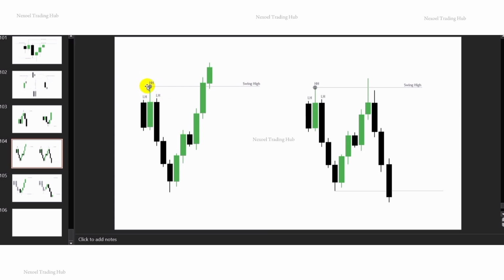Now you must understand that there is liquidity sweep and then there is liquidity run.